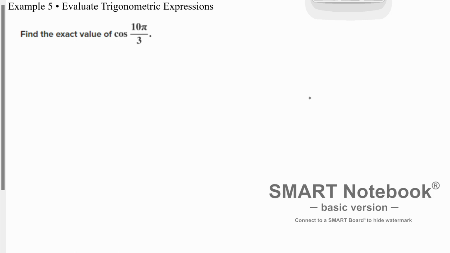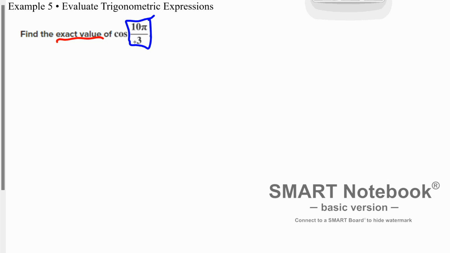Okay, looking at evaluating the trigonometric expression of cosine of 10 pi thirds. So we want the exact value, so that means we're not going to type it into a calculator and get that answer. We're going to see what it actually means to have cosine of 10 pi thirds. So we want to look at the reference angle first. So we have 10 pi thirds.